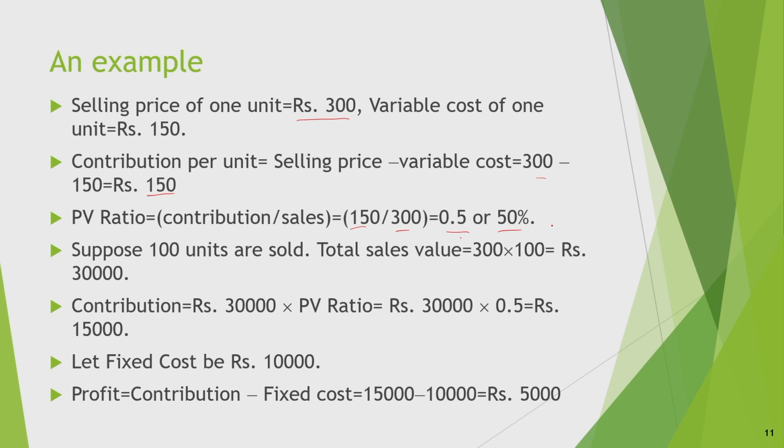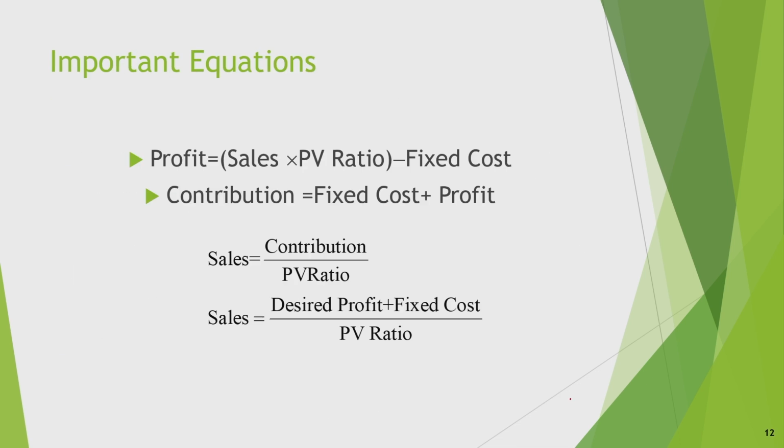Suppose 100 units are sold, then total sales value is equal to 300 into 100, that is rupees 30,000, and contribution will be rupees 30,000 into the PV ratio for that product. So, this will be 30,000 into 0.5, that means 15,000. Okay. So, you can use it offhand, this type of thing, and let fixed cost be rupees 10,000, then profit is equal to contribution minus fixed cost, that means 15,000 minus 10,000 is equal to rupees 500.